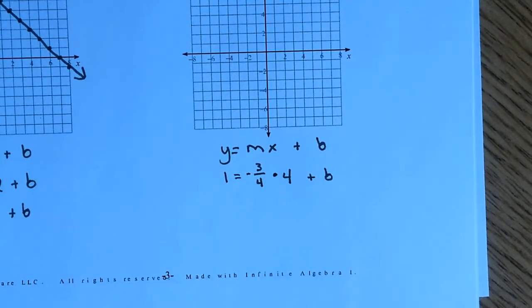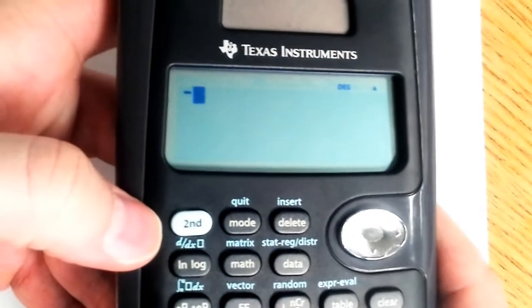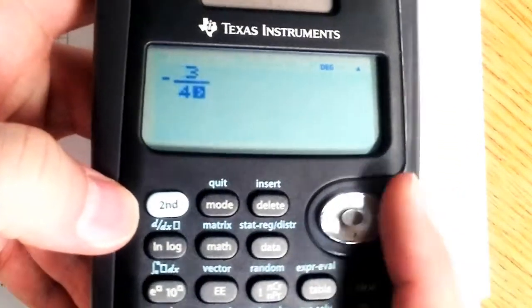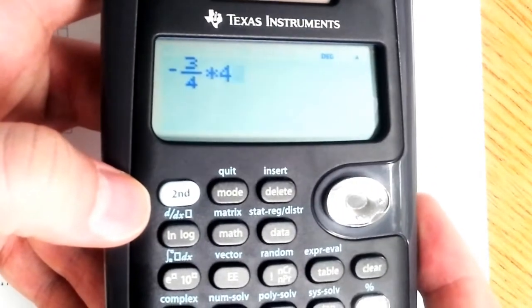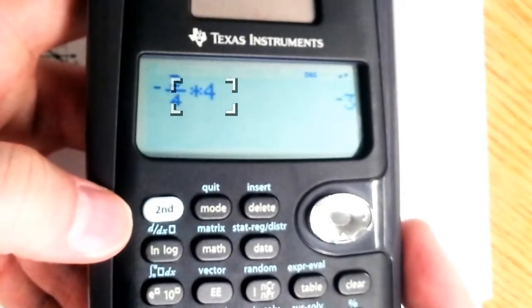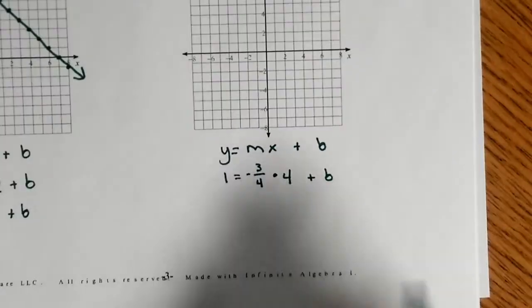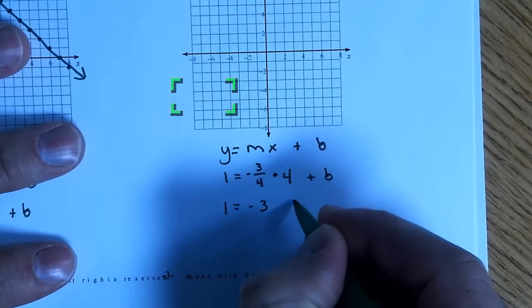I don't see anybody really getting a calculator out, so I'll do it because I don't want to wait around. So I did negative 3 over 4 times 4, exactly what that says there. I press enter, and the answer is negative 3. So 1 equals negative 3 plus b.